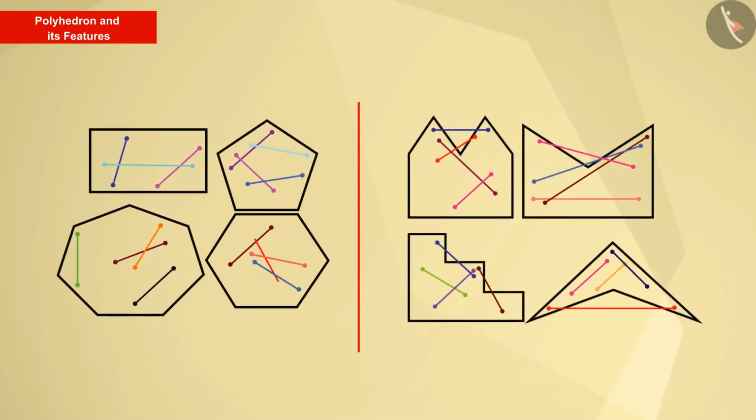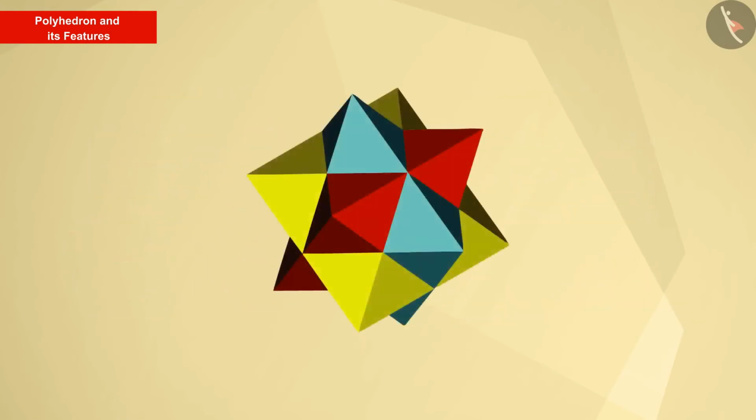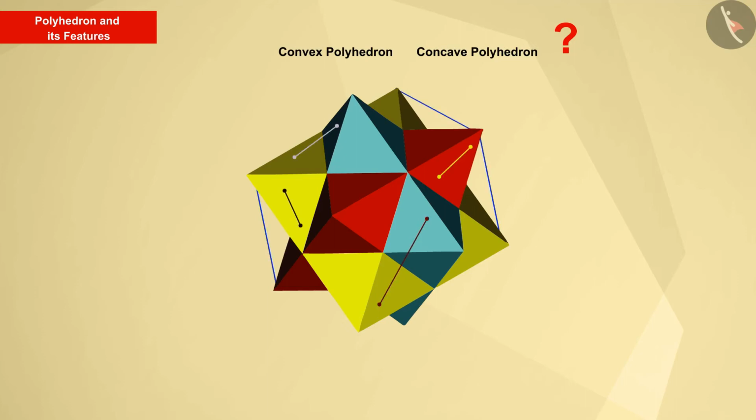Now, let's learn about different types of polyhedrons. Do you remember convex and concave polygons? Based on this, can you tell whether the figure shown is a convex polyhedron or a concave polyhedron? Perfect. Since the line segments connecting any points inside this shape may also be outside the shape, therefore, it is a concave polyhedron.